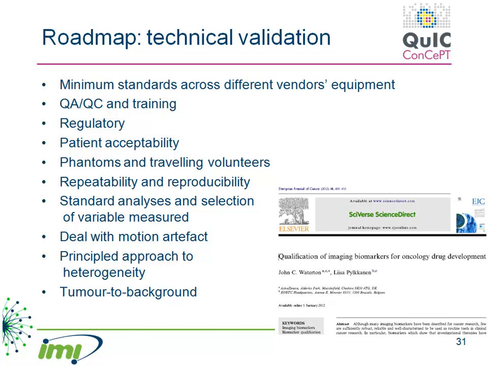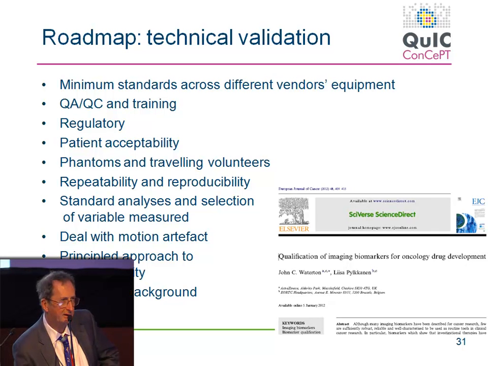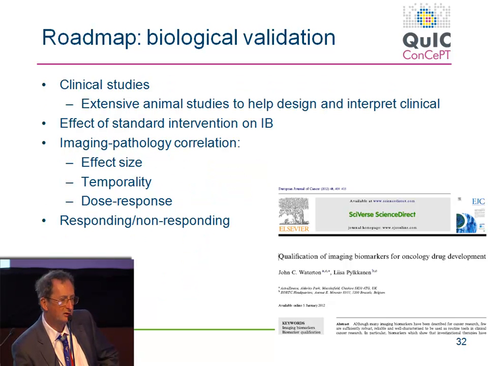And heterogeneity in medical images is a grand challenge. We will not solve it in this project, but we do intend to use a principled approach. Biological validation, we have 14 clinical trials in our program, small trials supported by a much more extensive program of animal work to look at effect size, temporality, dose response, all of the usual things in the Bradford Hill criteria to understand the meaning of the biomarker, and in particular, what a change in the biomarker means in terms of a change in the underlying pathology.